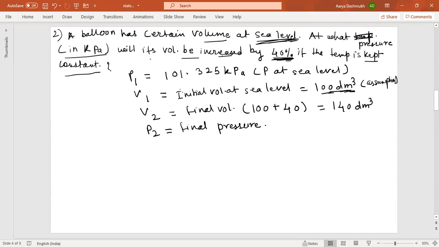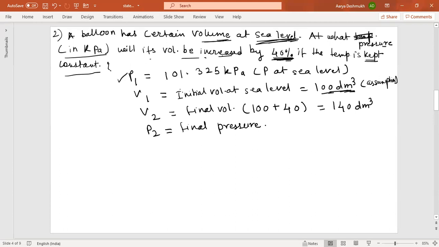So when you read the problem, you should be able to point out what is the value for P1, what is for P2, what is V1, what is V2, and what is to be calculated. That is the only trick which is needed. So I read out the problem again. A balloon has a certain volume at sea level. At what pressure will its volume be increased by 40% if the temperature is kept constant?